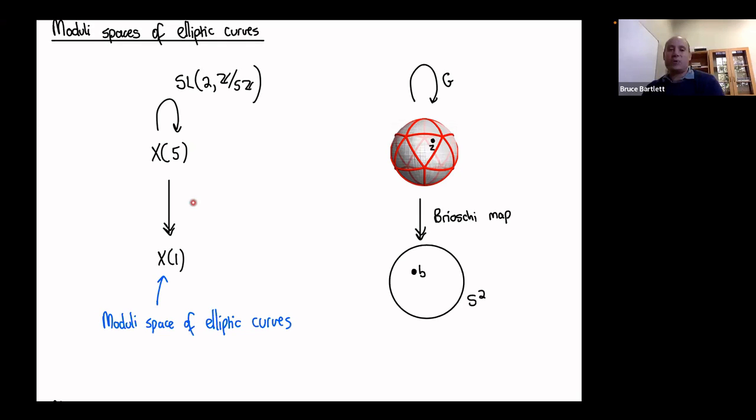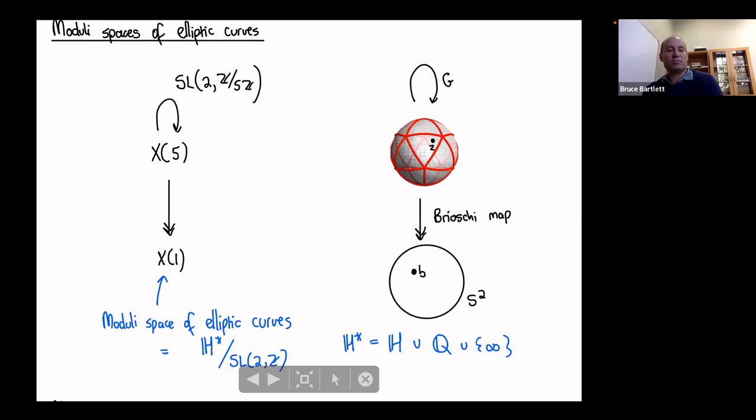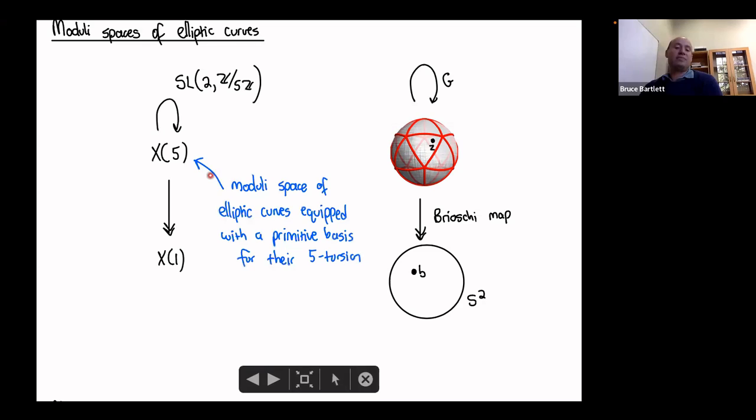Okay, what are these things? X1 is the modular space of elliptic curves. And you can write that as the extended upper half plane quotiented out by SL2Z. Extended upper half plane is just the upper half plane union the rationals union infinity. If you know anything about elliptic curves, you know this is like lecture 1 in a course on elliptic curves. X of 5, normally early on you learn about this. That's the modular space of elliptic curves equipped with a primitive basis for their 5 torsion. So that's the abstract way of writing it down.